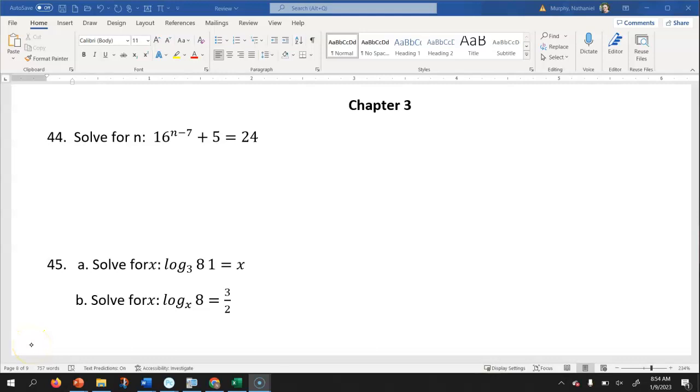All right, so let's look at chapter 3. So for number 44 here, we're solving an exponential equation. Now remember, when you're solving an exponential equation, you always want to make sure you get the base by itself.